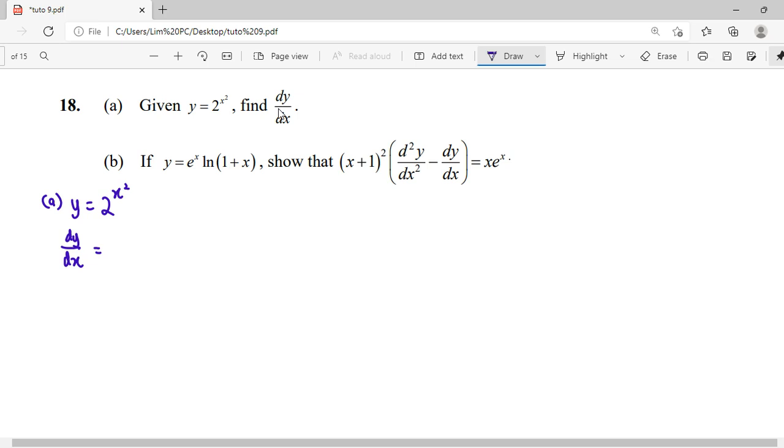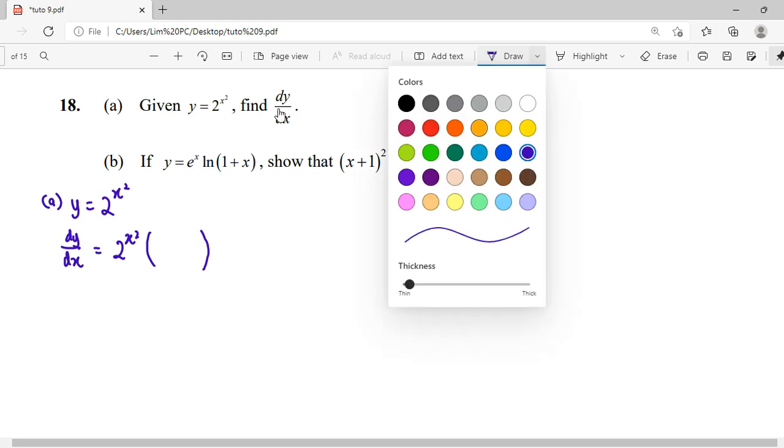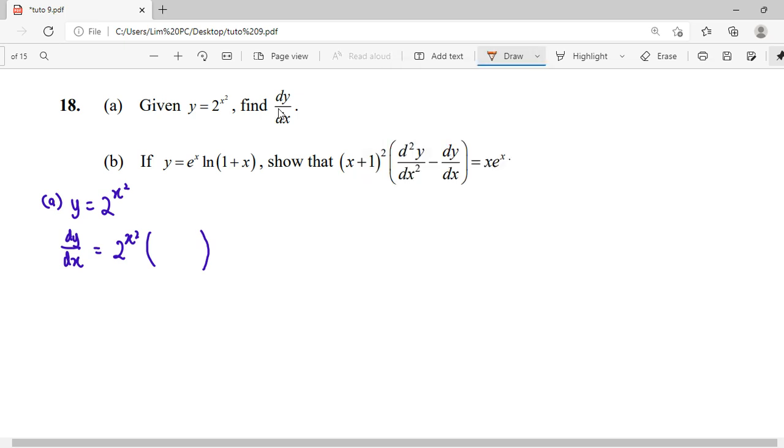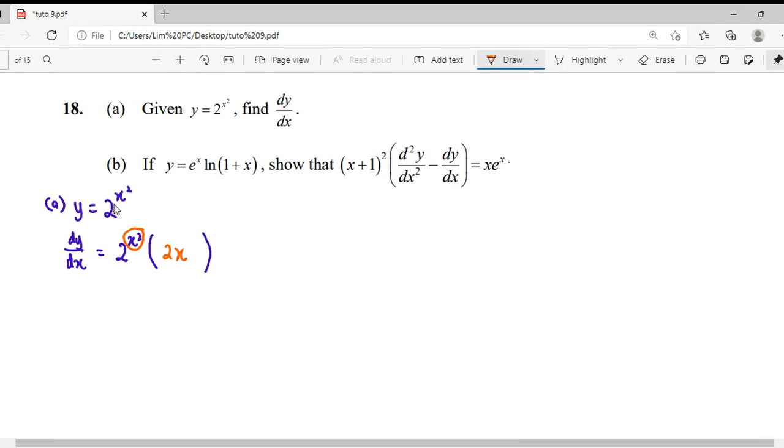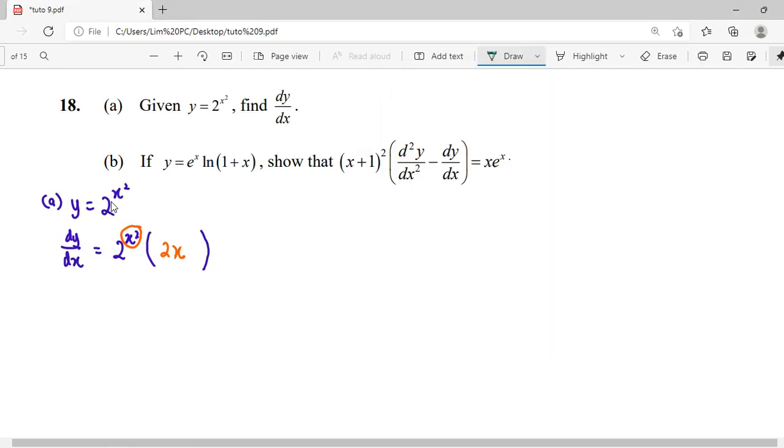For an exponential function, copy the question and differentiate the power. Our power here is x squared. Differentiating x squared gives 2x, the power comes down in front, power minus 1. This is our exponential rule: copy the question, differentiate the power. Because our exponential base is not e, it is the number 2, we still have one more step, which is to multiply by ln 2, the natural log of the base.